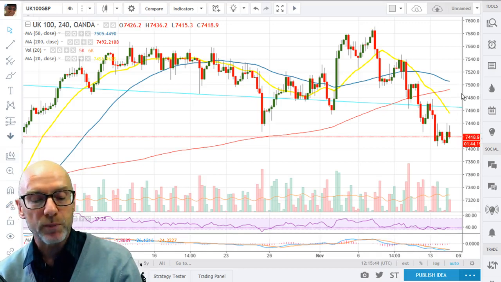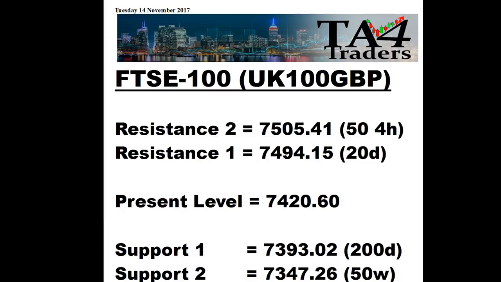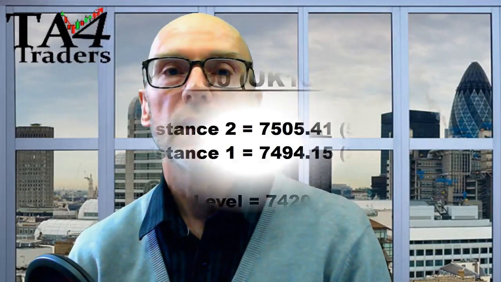Looking at the support and resistances, resistance 1 is the 20-day, which is at 94.15. With the 4-hour, the next resistance is 75.05 spot 41. Supports coming in at the 200-day 73.93 spot 02, and then the 50-week 73.47 spot 26. So that's been TA for Traders, having a look at the FTSE-100.